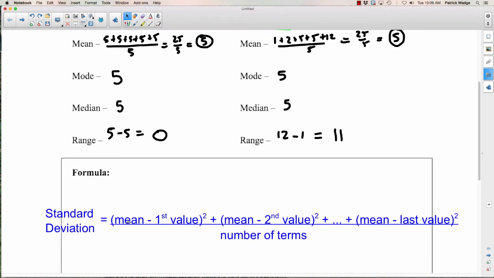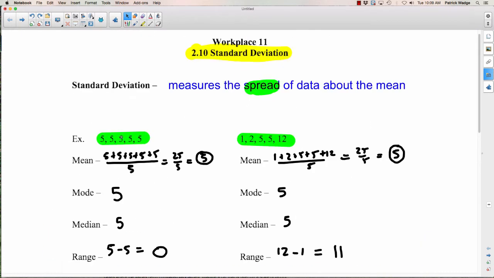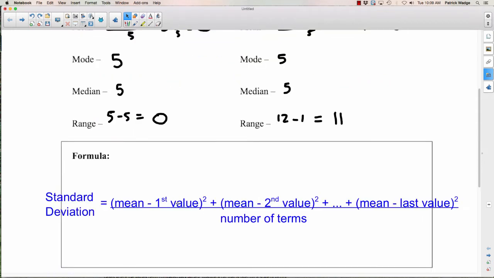You take the mean, you subtract the first value, so in this case it would be 5, in this case it would be 1, and then you square that amount. Then you do the same thing for the second value and square that amount, and you add those two things together. And you keep doing that. For the third value, you do mean minus third value, square that, add it on.